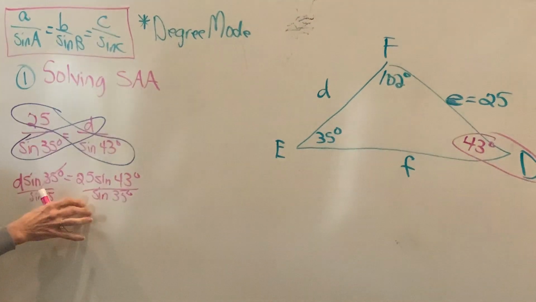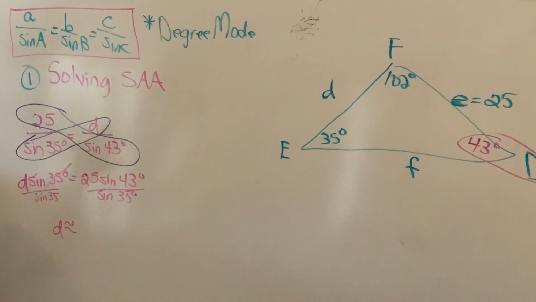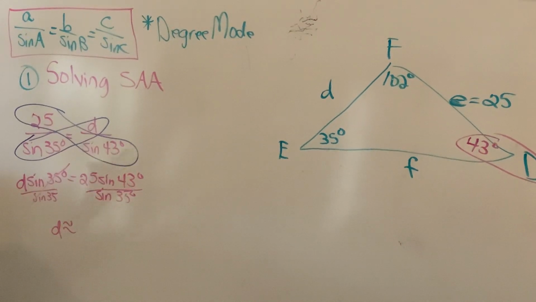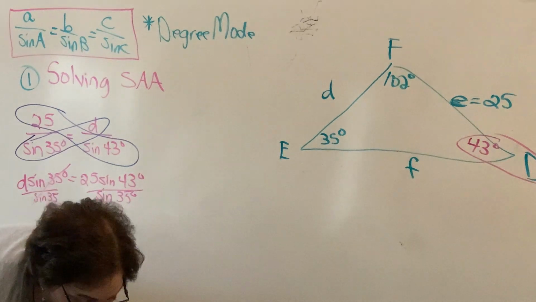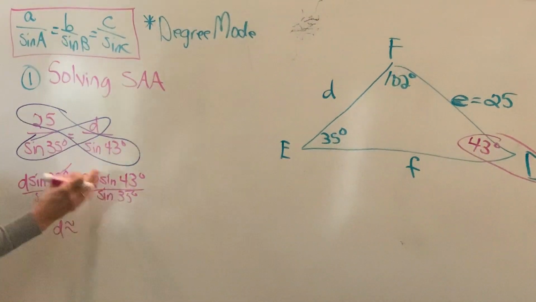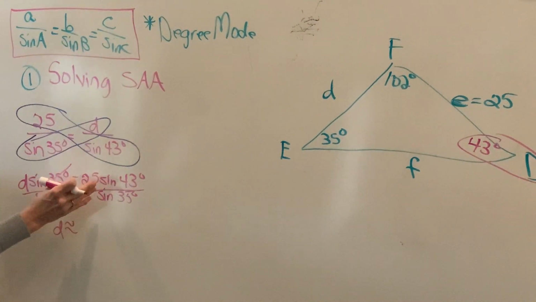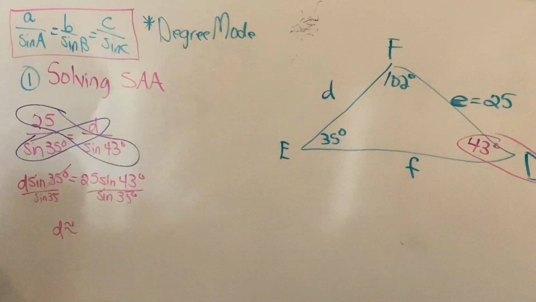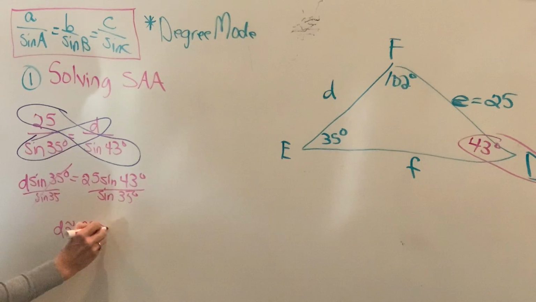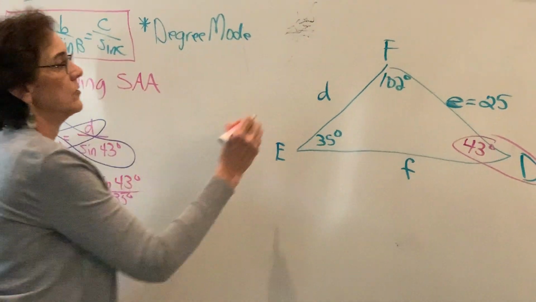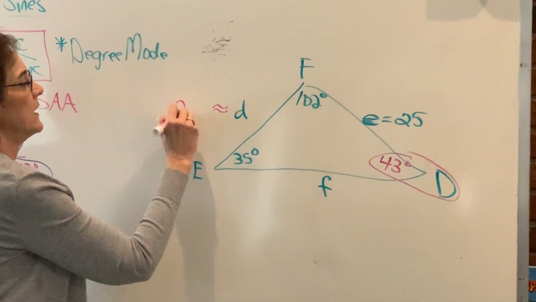And it's not going to come out even. And what your book, your assignment, is having you do is round to the nearest tenth. So the D turns out to be, when you put all that in your calculator, again, make sure you're in degree mode, you should get 29.7. Okay, so D is approximately 29.7.